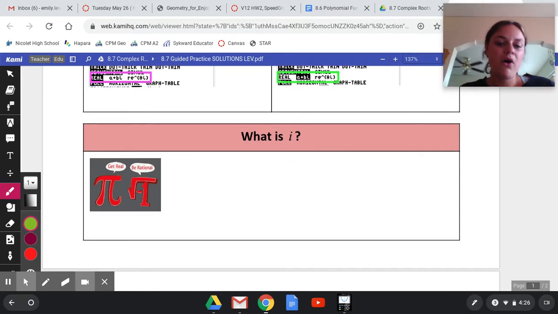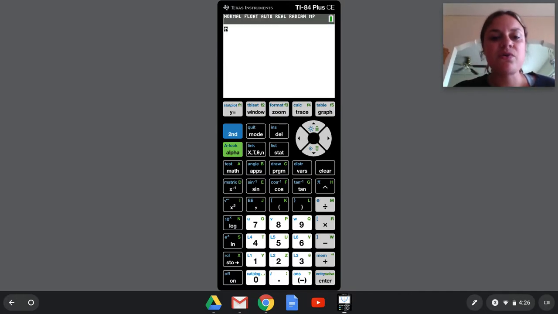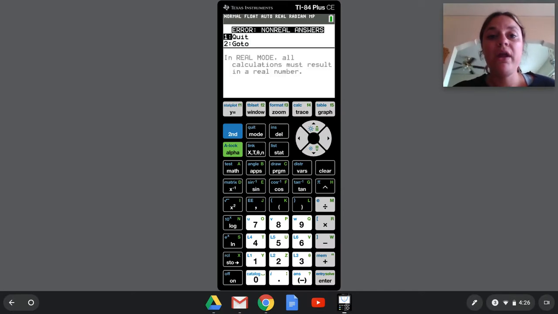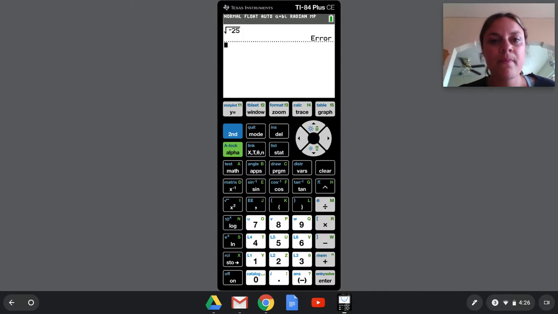Here's the thing. If I go back and try to take the square root of -25, we know that that's an error. You can't take the square root of a negative number. Well, if I quit out of that, go back to my mode, change this to a plus bi, and then do the same thing, it gives me 5i.